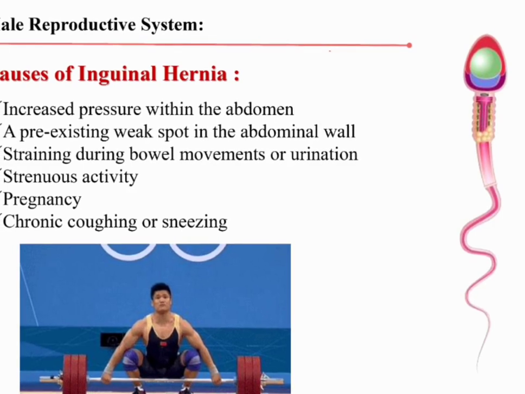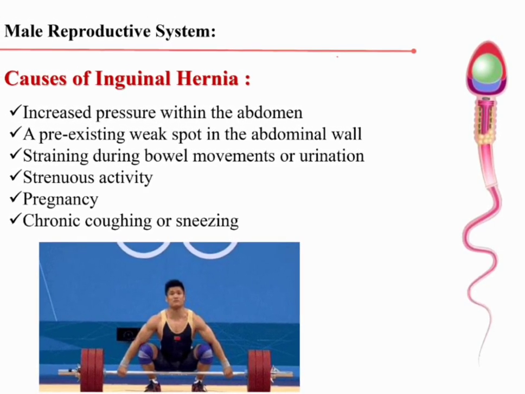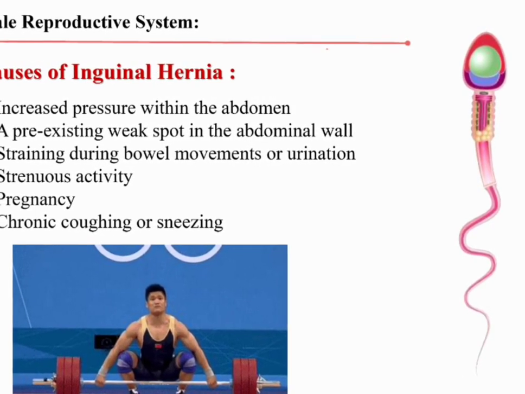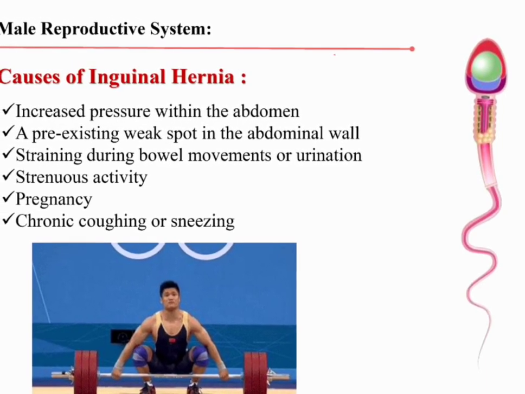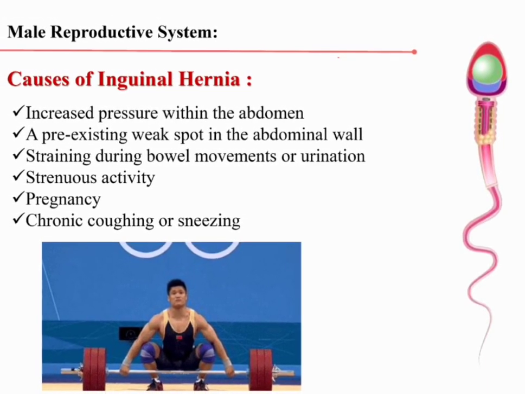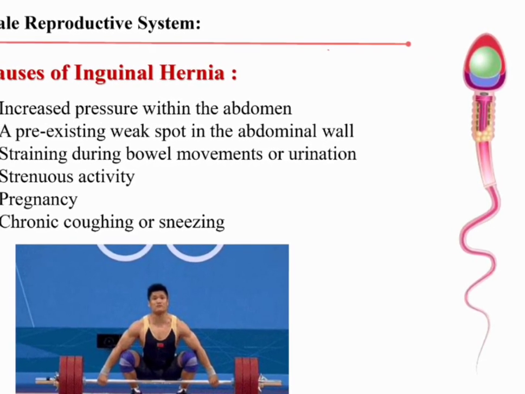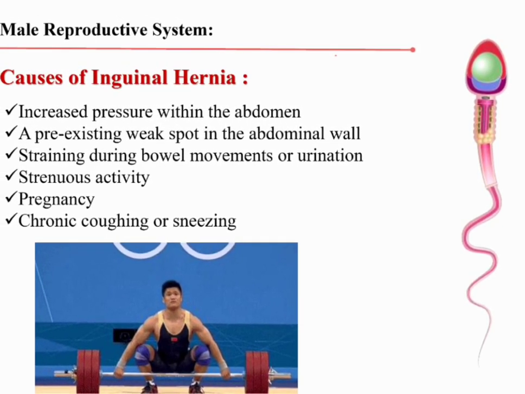Inguinal hernia can occur due to the following reasons: increased pressure within the abdomen, a pre-existing weak spot in the abdominal wall, straining during bowel movements or urination, strenuous activity. It can also occur during pregnancy, and due to chronic coughing or sneezing.